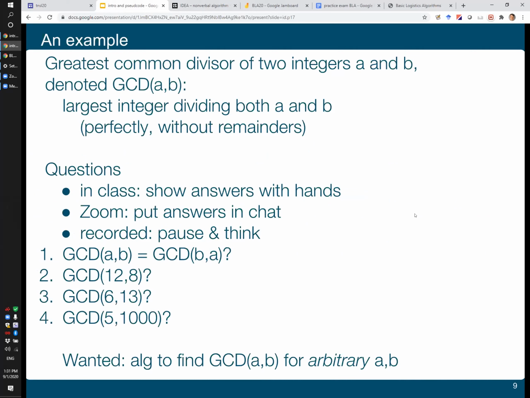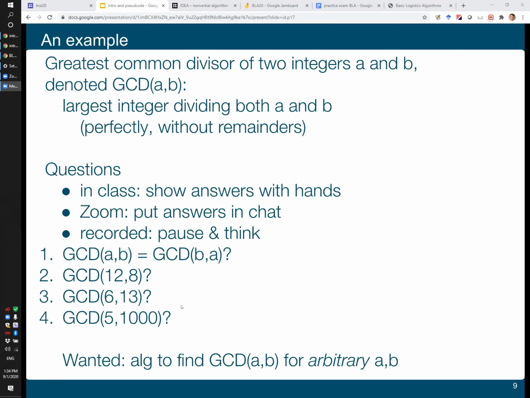So let's look at the first example of a problem, which is an algorithmic problem: finding the greatest common divisor of two integers. So you have two integers, a and b, and you want to find the greatest common divisor, which is the largest integer that divides both a and b.